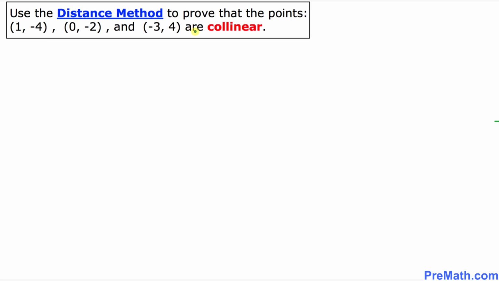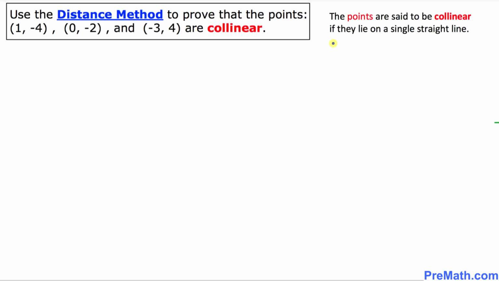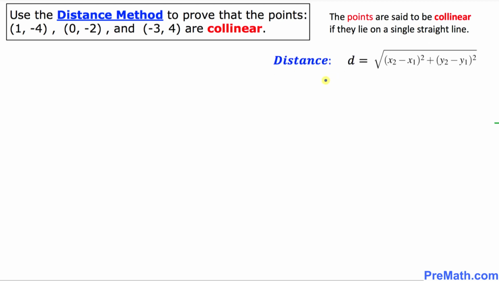In this video tutorial, we will be using a method called the distance method to prove that these three given points are collinear. By the way, points are said to be collinear if they lie on the same single straight line. And here we will be using the distance formula d equals the square root of (x2 minus x1) squared plus (y2 minus y1) squared to prove that these three given points are collinear.